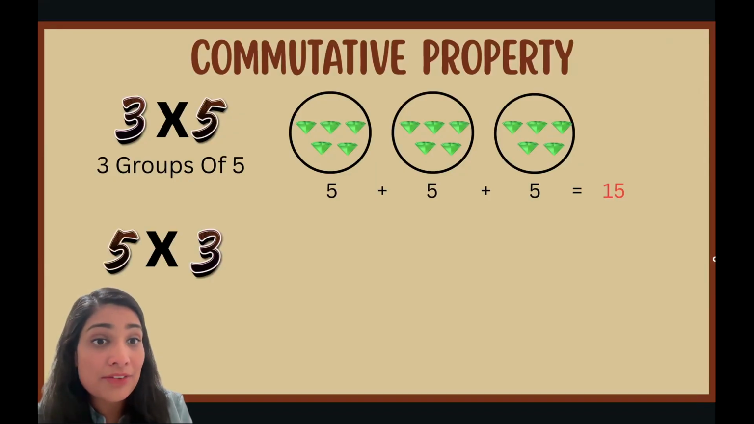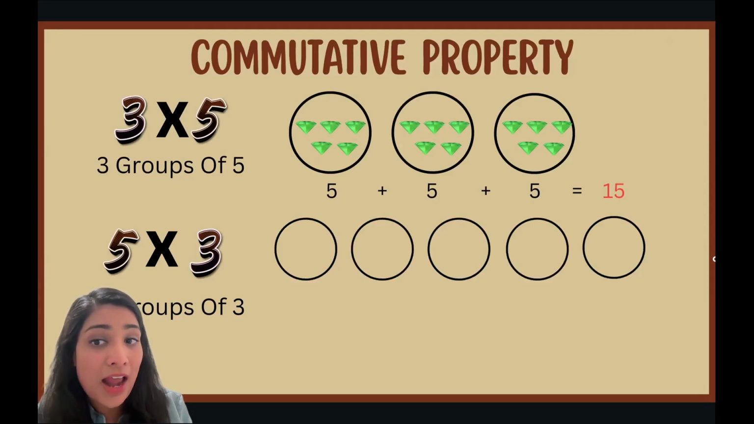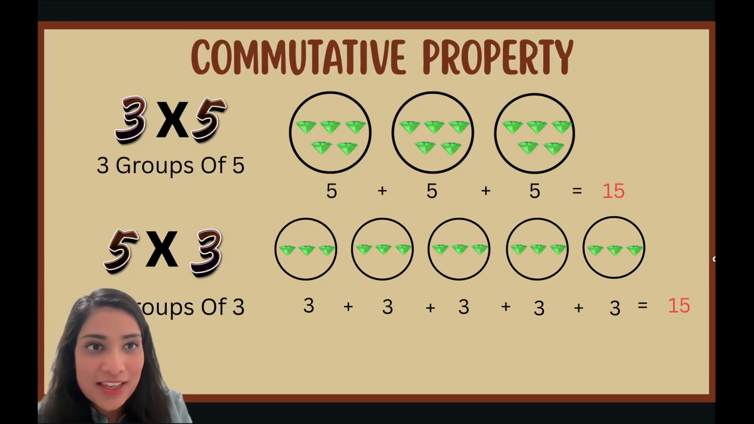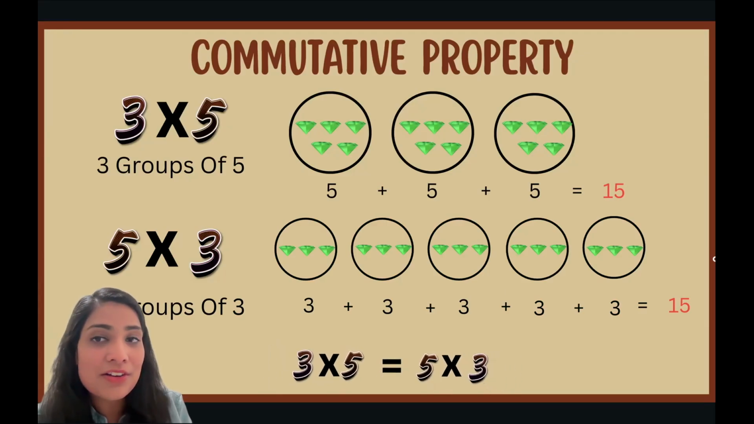Now let's try 5 times 3. This is called 5 groups of 3. So this becomes how many groups? 5 groups. And how many jewels do we have to place in each group now? 3. Okay, we have all jewels. Let's do repeated addition. 3 plus 3 plus 3 plus 3 plus 3. 3 plus 3 is 6, 6 plus 3 is 9, 9 plus 3 is 12, 12 plus 3 is 15. What do you see? 3 times 5 gave 15 and 5 times 3 also gave 15. So 3 times 5 is same as 5 times 3.